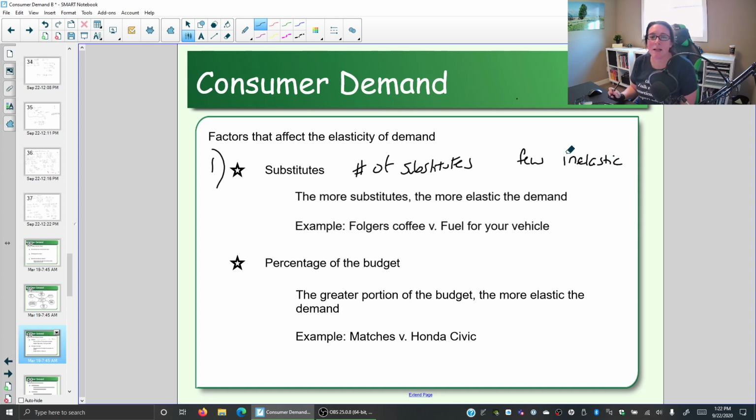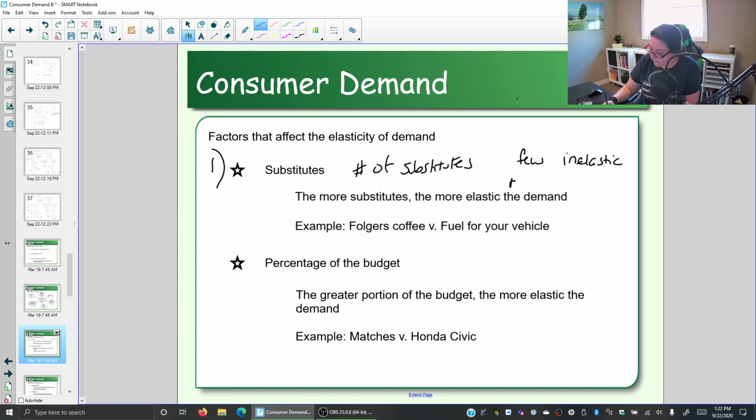Well, let's look at coffee. What kind of choices do you have for making coffee? So you normally buy Folgers, but what are some alternatives? Starbucks, Tim Hortons, McDonald's, Nabob, Lavazza. There's lots of choices, lots of substitutes. So if the price of Folgers coffee doubles, what will you do? Well, since you have lots of alternatives, you'll just switch to a cheaper brand.